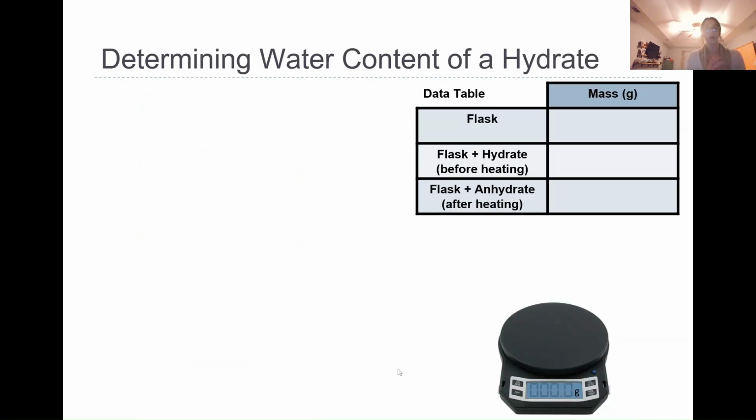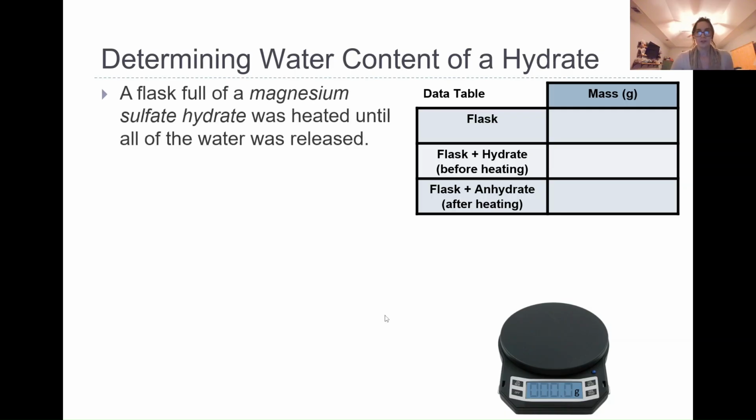Okay, so on to the best part. How do we actually do this practical procedure to determine the empirical formula of a hydrate? So it's very simple. What you want to do is take a flask with your hydrate. So in this case, it will be magnesium sulfate hydrate, but we don't know the number of water molecules in each formula unit. And you want to heat it up until all the water is released.